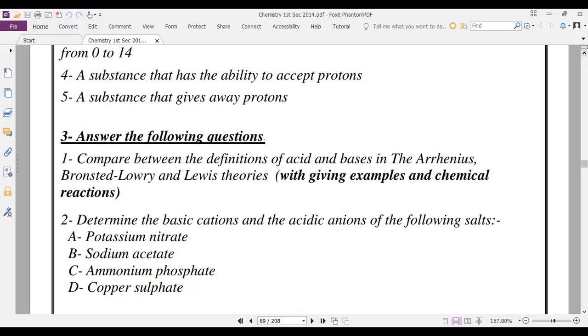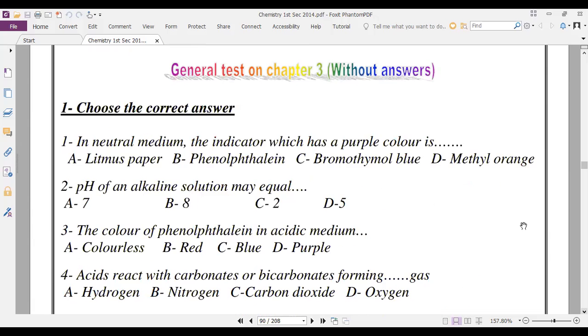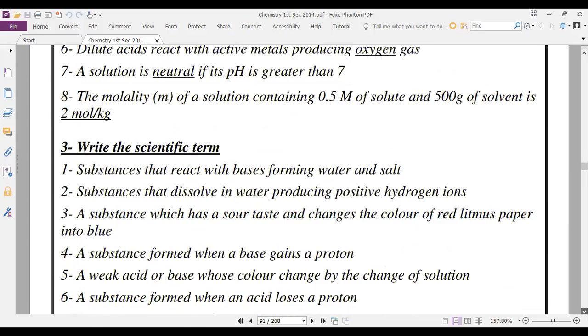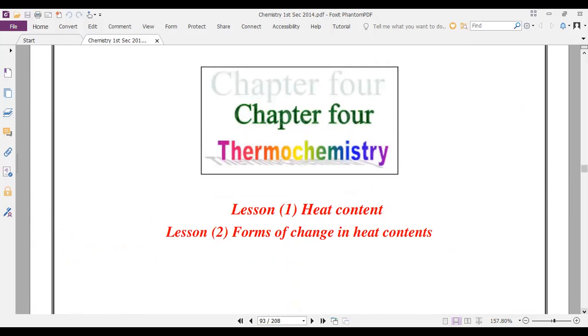Okay, Mariam, I think we finished 3 chapters, right? Yes. Okay, so there will be homework on these 3 chapters, that we are going to see in the next session, inshallah, a general test on chapter 3. Inshallah. Okay, Mariam? Inshallah. Okay. So now we are going to begin a new chapter, chapter 4.